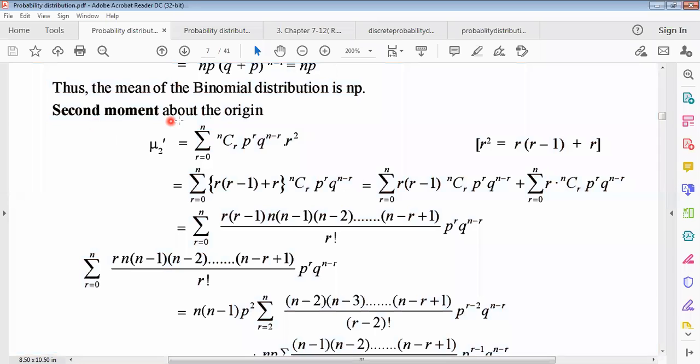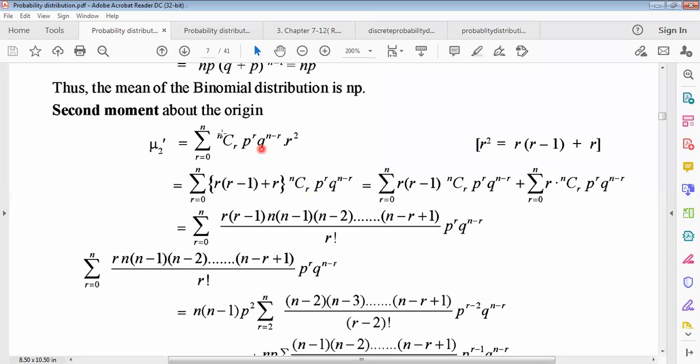Similarly, the second moment about the origin. The second raw moment mu2 dash equals summation r equals 0 to n of nCr p to the power r q to the power n minus r into r square. The third raw moment will have r cube, and the fourth raw moment will have r to the power 4. This is the difference. Now this r square can be written as r into (r minus 1) plus r. We have to divide it like this to simplify r square. That means r square equals r into (r minus 1) plus r.